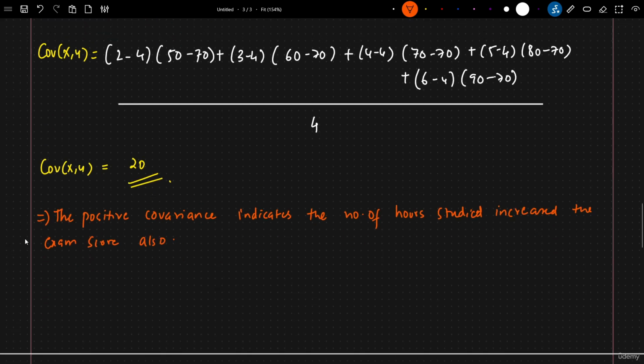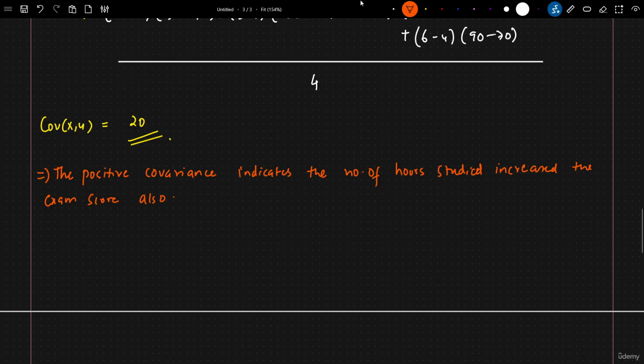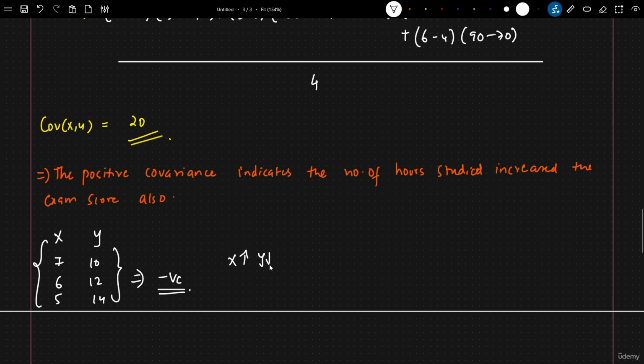Let's say I also have some data like this, x and y. Consider that I have 7, 10, then 6, then 12, 5, 14. Just go ahead and calculate the covariance for this, and you will get a negative value. This indicates that when x is increasing, y is decreasing, and when y is increasing, x is decreasing. If it follows this relationship, you are going to get a negative covariance. I hope you got an idea about covariance: what exactly is covariance and how do we use it?